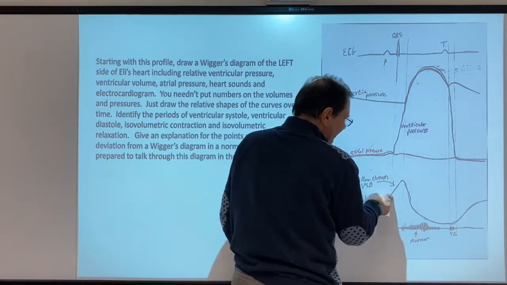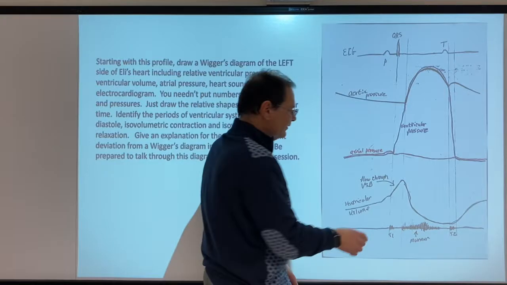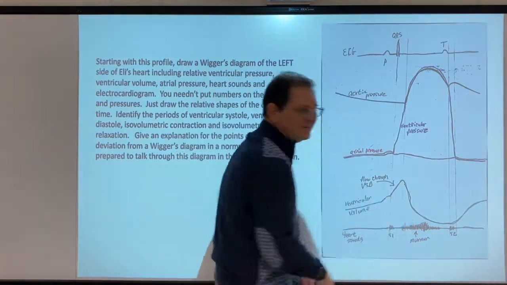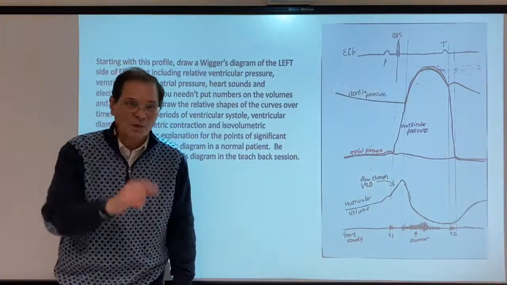So the isovolumetric phase is no longer isovolumetric. The left ventricle will get more blood if Eli's cyanotic, it'll lose blood if he's not cyanotic. Okay, so that's number one.